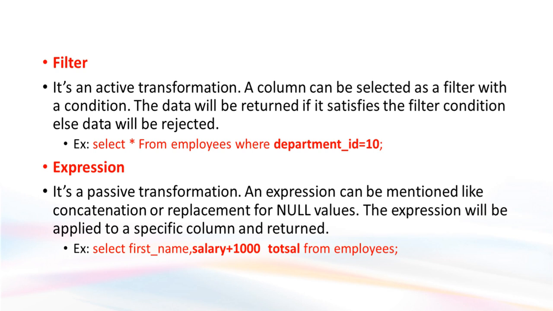Suppose the table has 10 records. This query also returns 10 records, but additionally it adds one more column, salary plus 1000, that is total salary. So we are applying some expression on a column here. That is the reason this is called an expression transformation. Expression means some kind of calculation applied on the column. This will not affect the number of records in a table. That's the reason we call this an expression transformation.